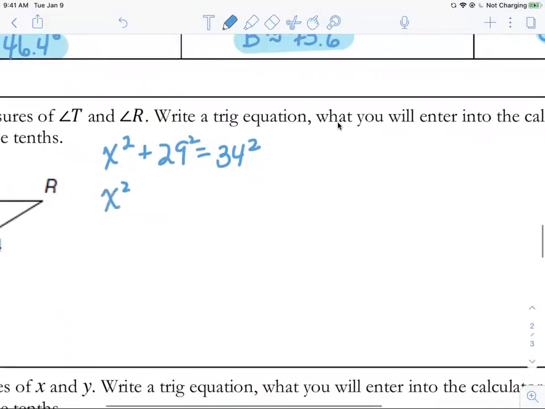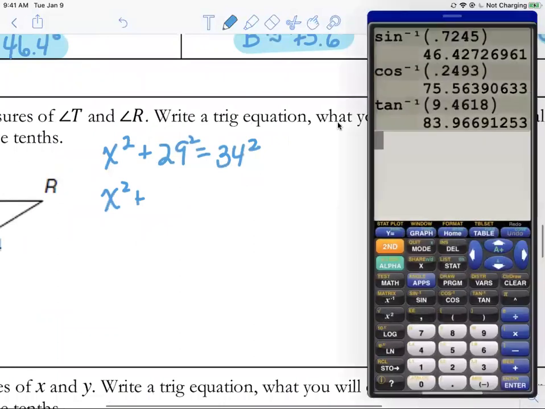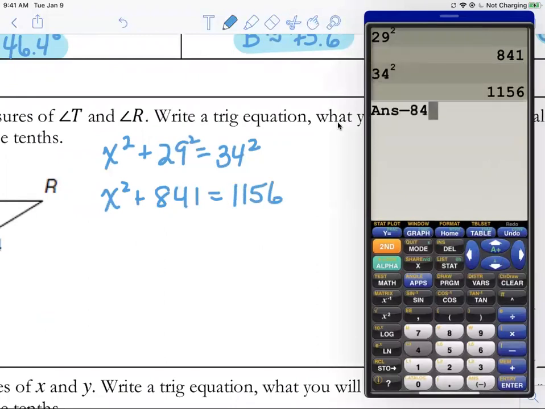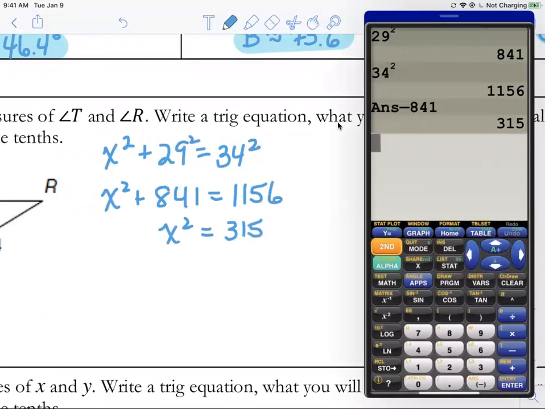Okay. X squared plus 29 squared is 841. 34 squared is 1,156 minus 841. X squared is 315. I do not think that that's a perfect square.